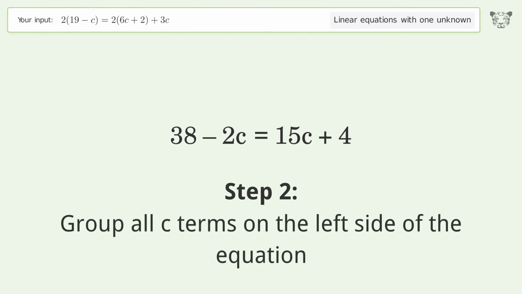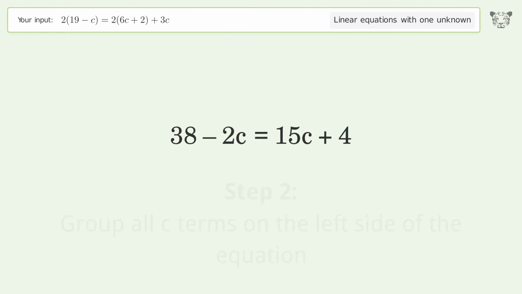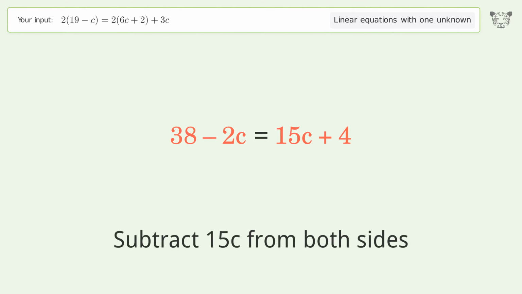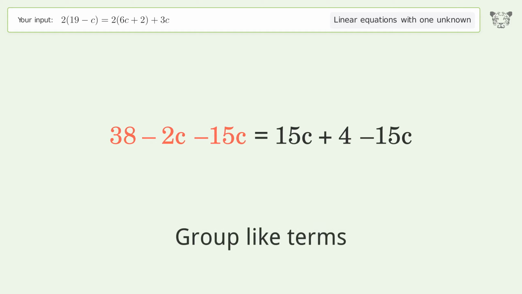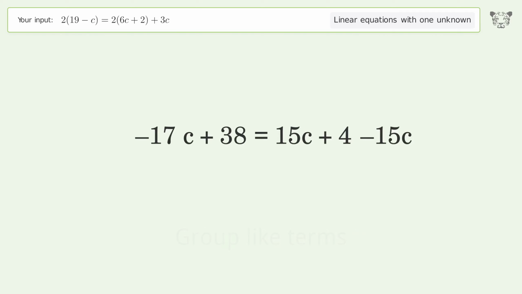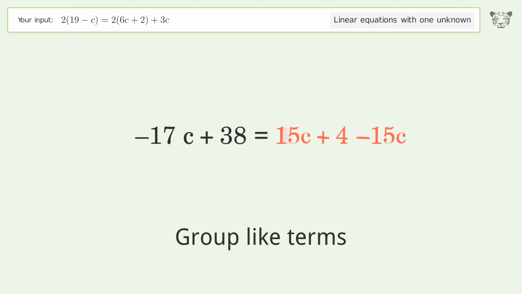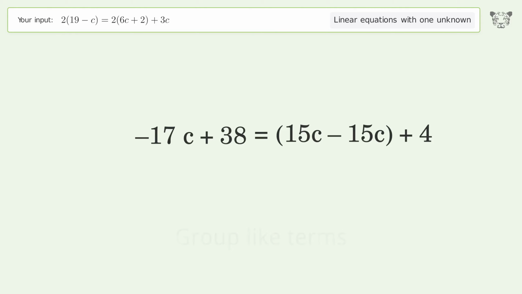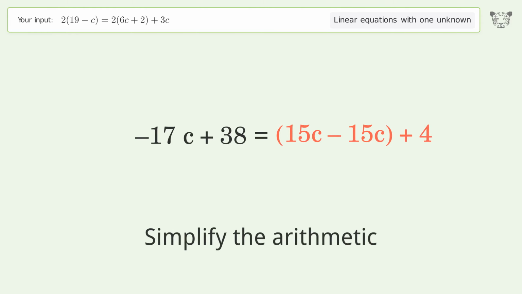Group all c terms on the left side of the equation. Subtract 15c from both sides. Group like terms. Simplify the arithmetic. Group like terms. Simplify the arithmetic.